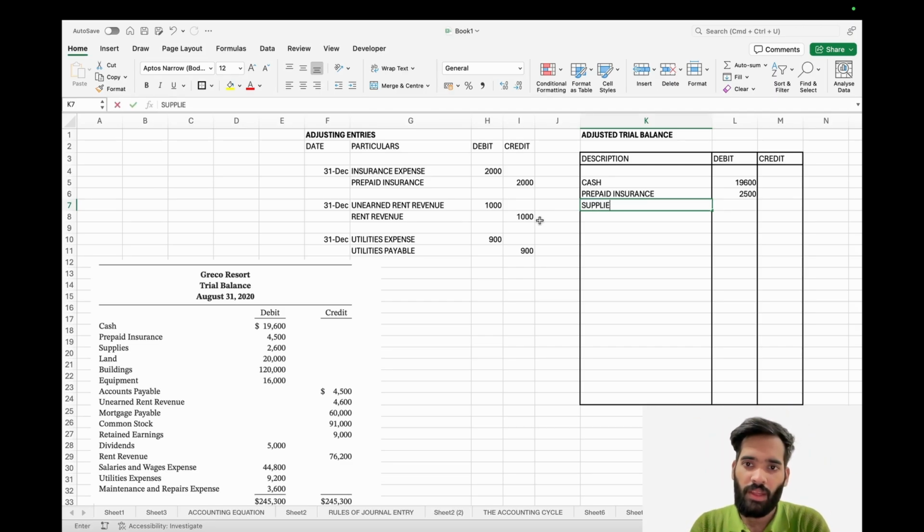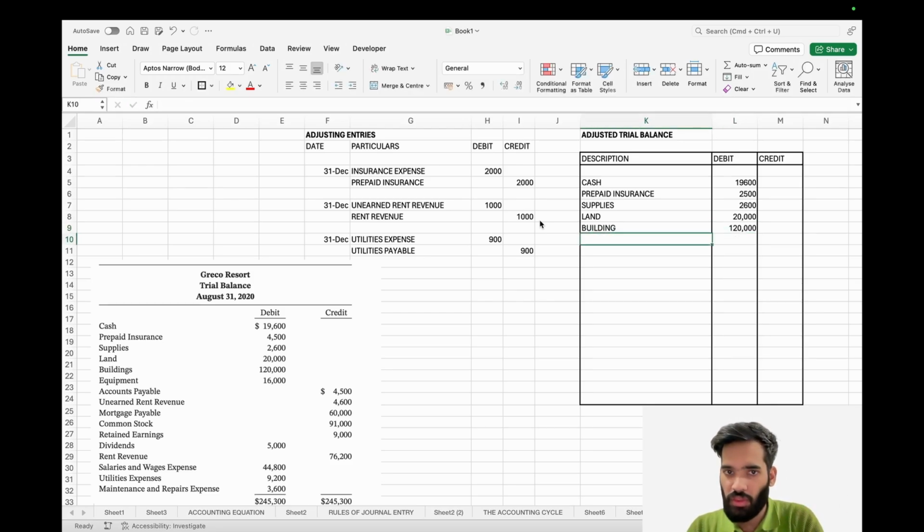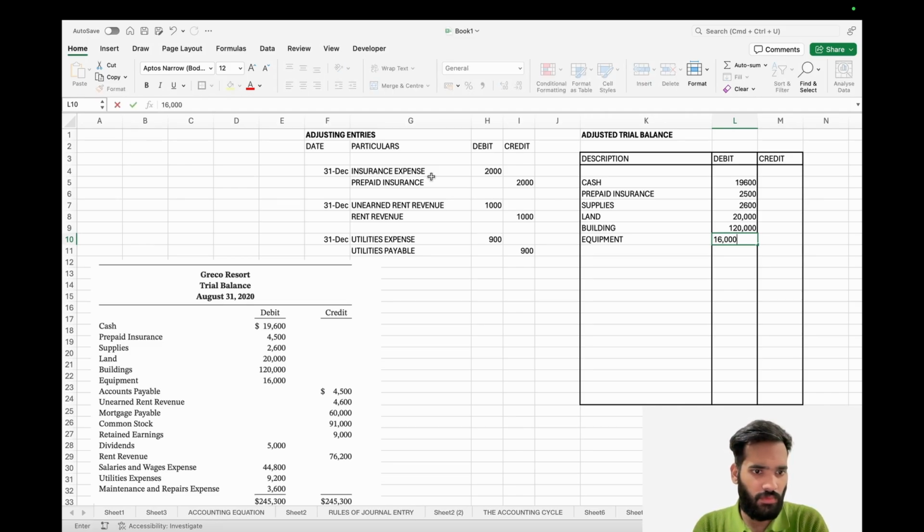So supplies, is supplies affected in the adjusting entries? No, because there's no mention of supplies. We just copy paste, right? Nothing to change. Same with land, building. So I hope you're noticing, we are looking at each one account and then we are checking if it's affected. If it's not affected, we are literally writing the same balance. If it is affected, then we are making the adjustment for the effect and then writing the final balance there. Okay, after building, we have equipment, which is 16,000. There we go.